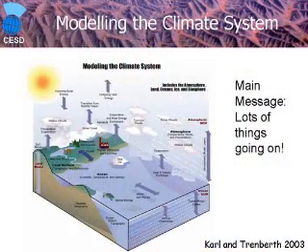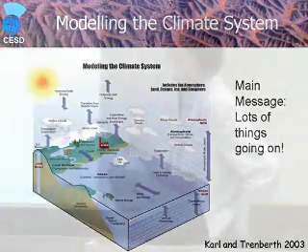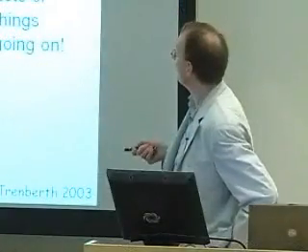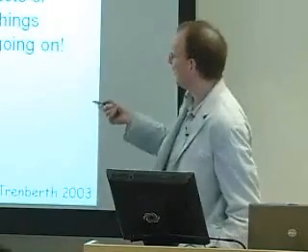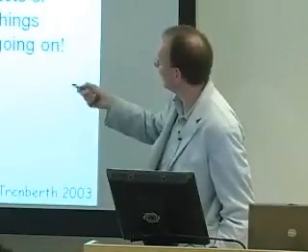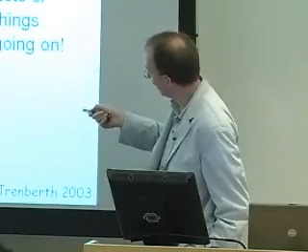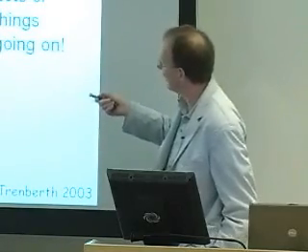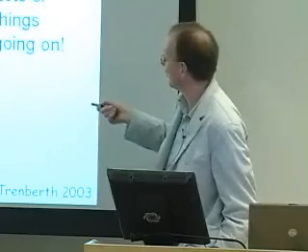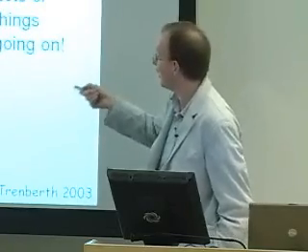And how do we model the climate system? Well, these are all the various processes and things that we think about. The main message I've written up there is there are lots of things happening. The details you can see here. So, for example, the atmosphere will be split up, discretized, into various levels and spatial domains, and I'll talk about that later, but that's part of the thing.